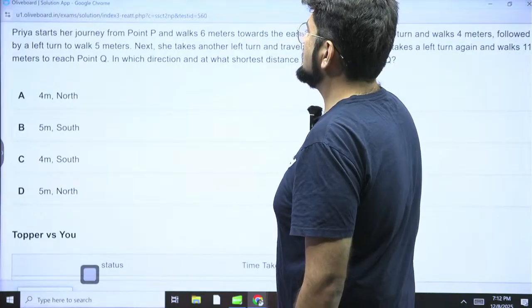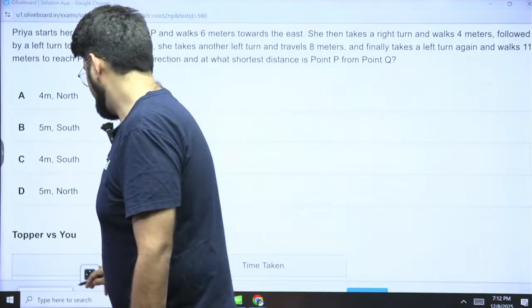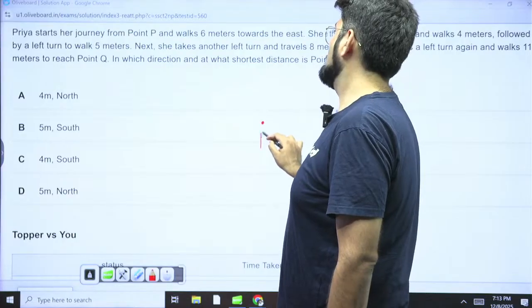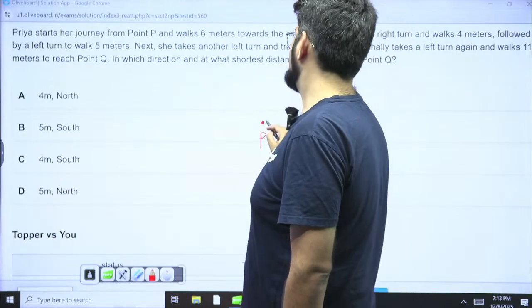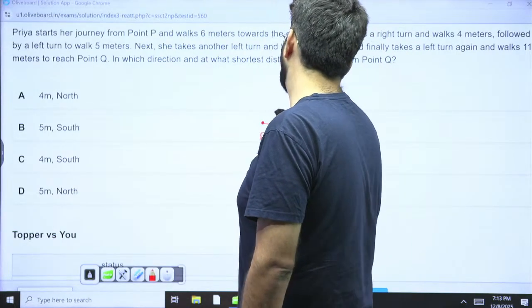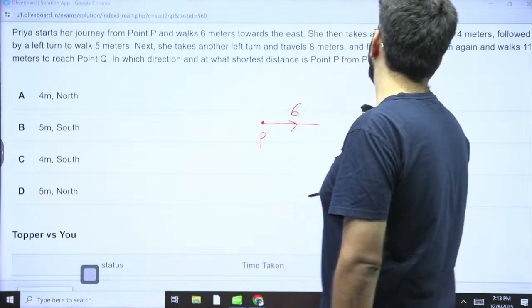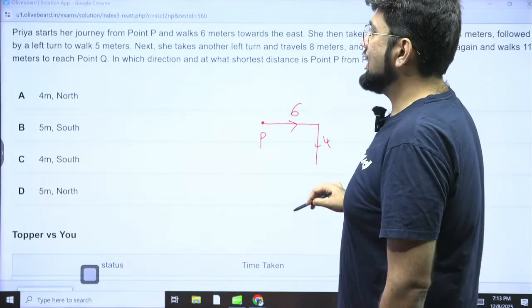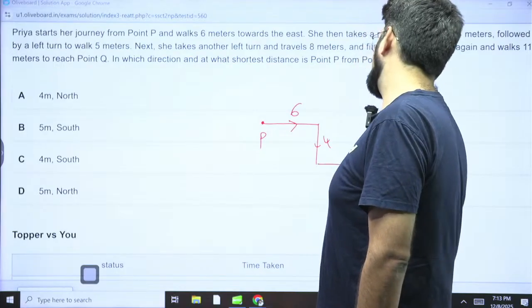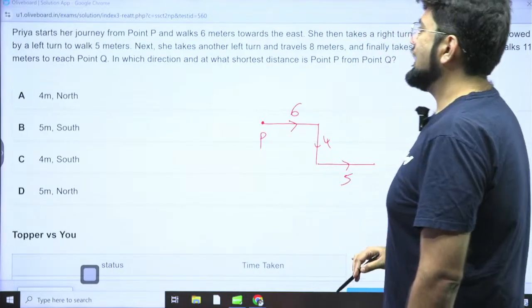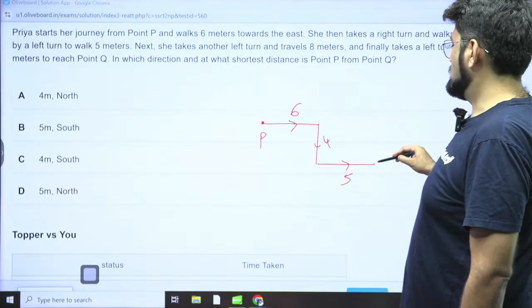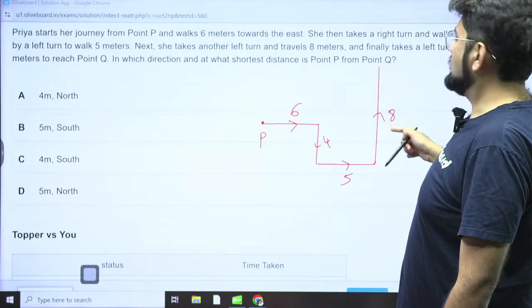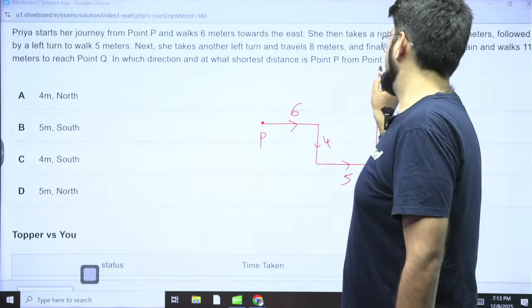Priya starts her journey from point P, walks 6 meters towards the east. She then takes a right turn and walks 4 meters, followed by a left turn to walk 5 meters. Next, she takes another left turn and travels 8 meters. So this is 4, another 4 meters here. So 8 meters. Finally, she takes a left turn and walks 11 meters. So 5 and 6. 11 meters is exactly here.